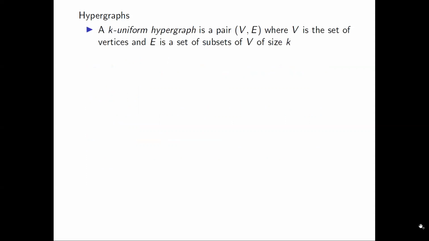Before we get to any proofs, let's define some terminology about hypergraphs. First, we're going to generalize the notion of graphs that we looked at before, and we're going to say a k-uniform hypergraph is a pair (V, E), just like we saw with graphs, where V is the set of vertices, and E is a set of subsets of V of size k. So in the case that k equals 2, we have 2-uniform hypergraphs. These are just the graphs that we've been talking about in the past videos.